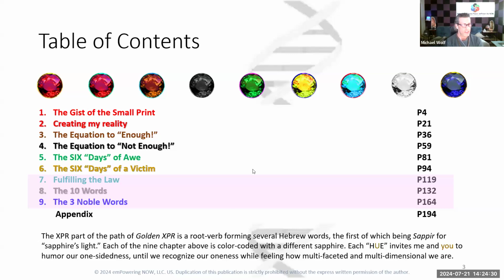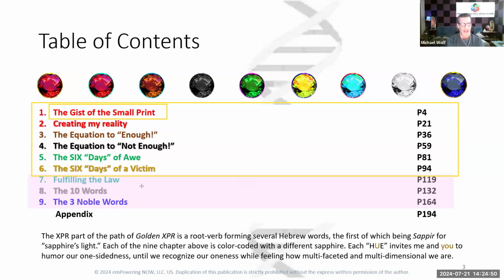The 3 modules that are highlighted in pink will not be part of this course. So the modules that we'll be looking at are modules 1 through 6. Today, we're going to launch into the gist of the small print. Section 2 is creating my reality.